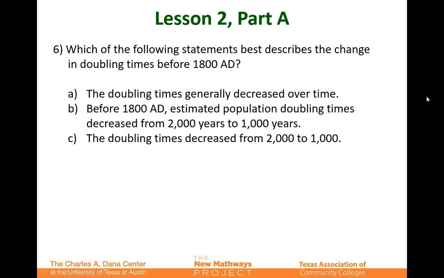Which of the following statements best describes the changes in doubling times before 1800 AD? Before 1800 AD, estimated population doubling decreased from 2,000 years to 1,000 years. That's not really true. They decreased even more than that. But this is true. The doubling times generally decreased. We saw it go down to less than 500 years. But we know that doubling times definitely decreased.